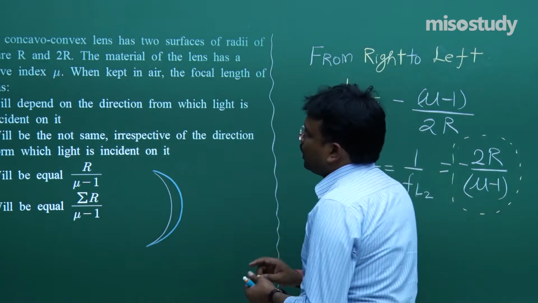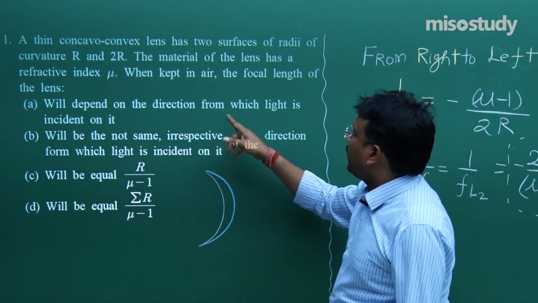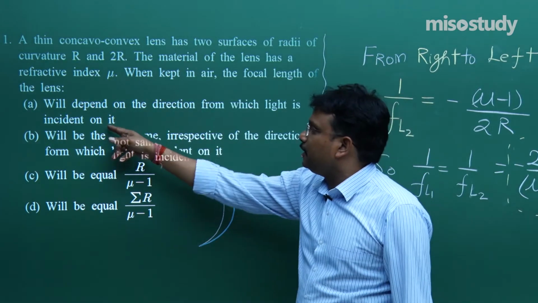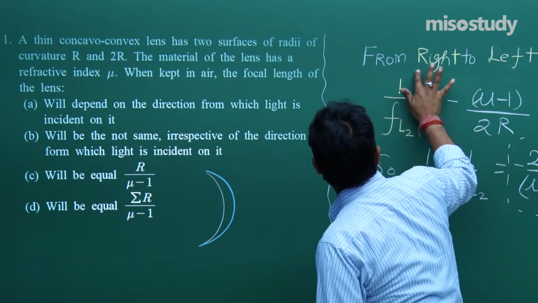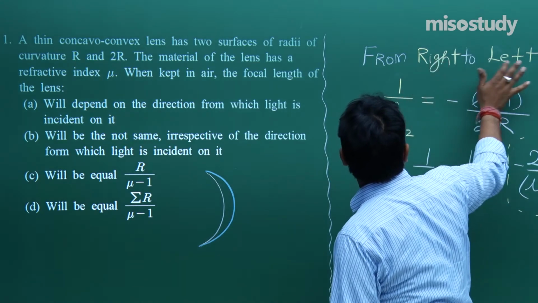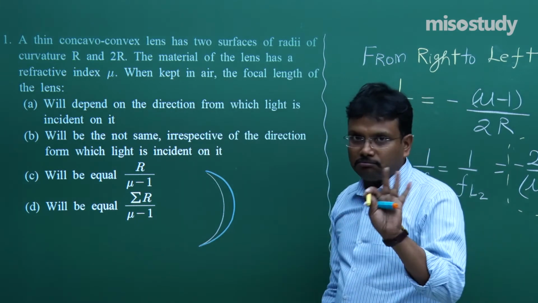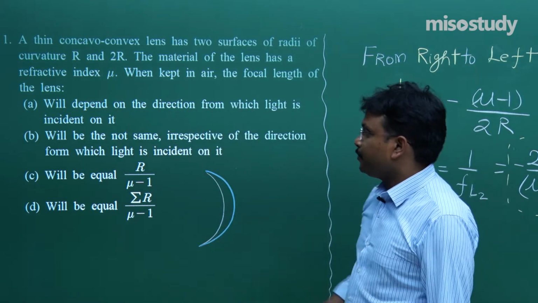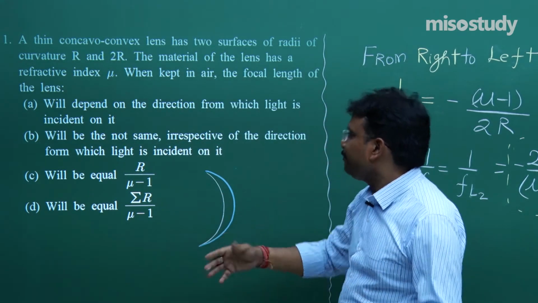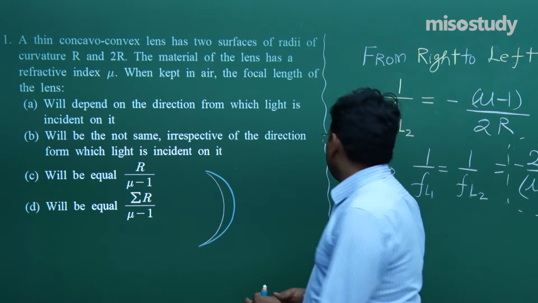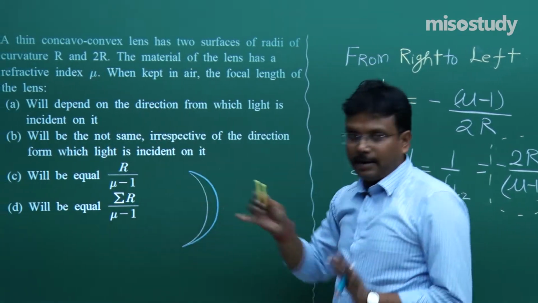Let us try to analyze the options. The focal length depends on the direction from which light is incident on it. No. That is why I mentioned white color left to right, yellow color right to left. Both ways it is going to be the same. So does it depend upon the direction? Not at all. Come on to the second option. It will not be the same irrespective of the direction, but here it is the same. So this B option is also not correct.